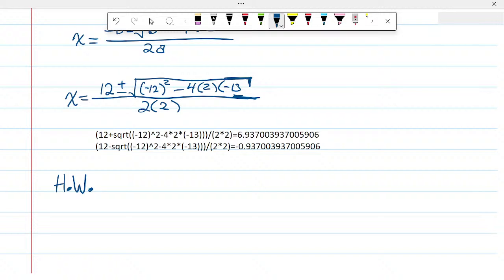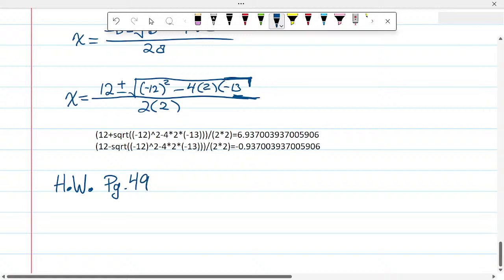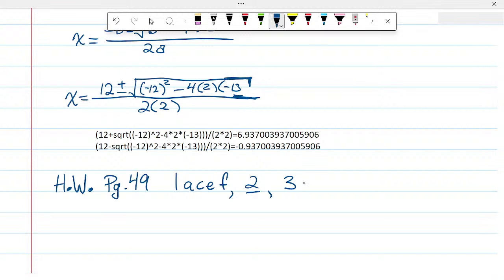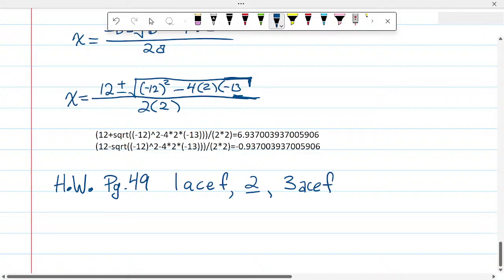So for your homework, you're going to be on page 49, and then we're going to do 1, A, C, E, and F. All right? And then you're going to do 2, which is just using Desmos to check those. Would encourage. And then we're going to do 3, A, C, E, and F. And that'll be good homework for you. All right, you can get going on that.